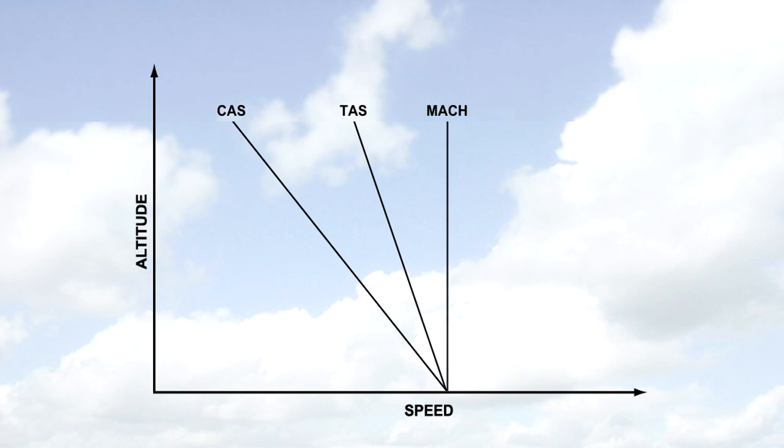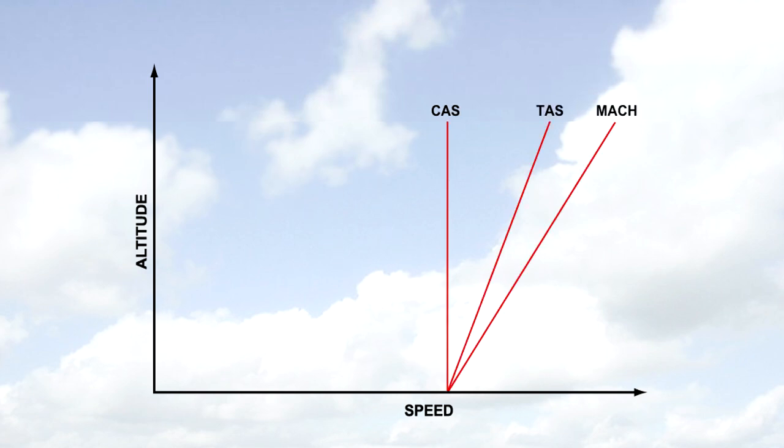The same can be done with decreasing altitude. If the CAS is kept constant during the descent, keep the CAS line vertical, and notice that the TAS and Mach number lines slope as shown. This means that if CAS is constant during a descent, the TAS and Mach number will decrease.